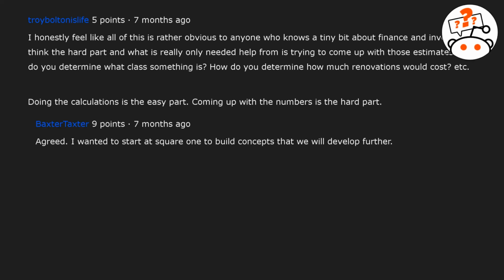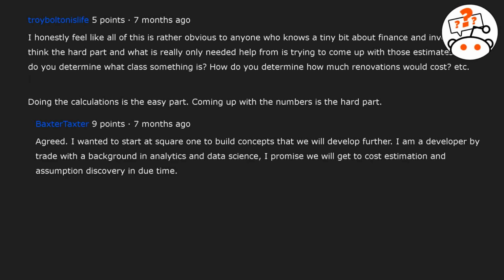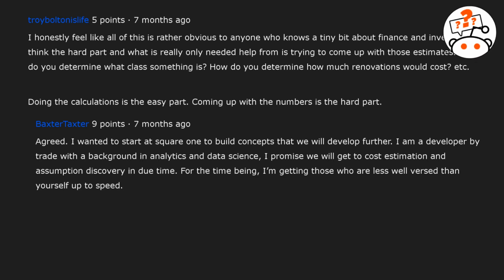Agreed. I wanted to start at square one to build concepts that we will develop further. I am a developer by trade with a background in analytics and data science. I promise we will get to cost estimation and assumption discovery in due time. For the time being, I'm getting those who are less well versed than yourself up to speed.